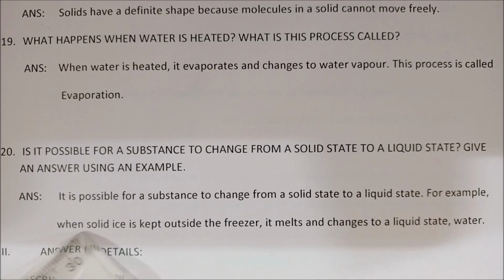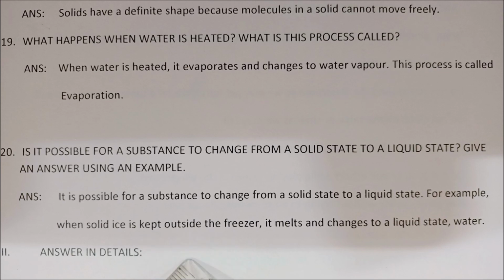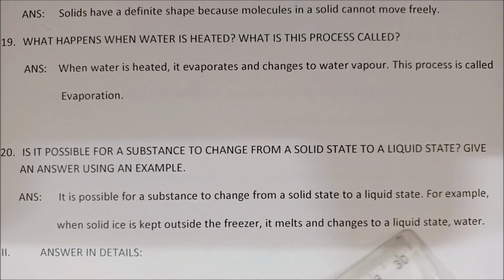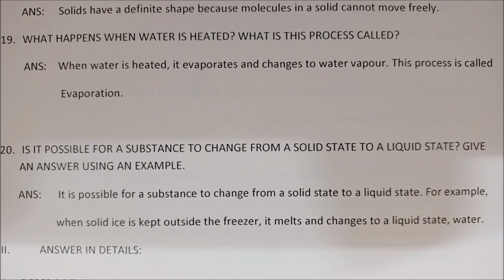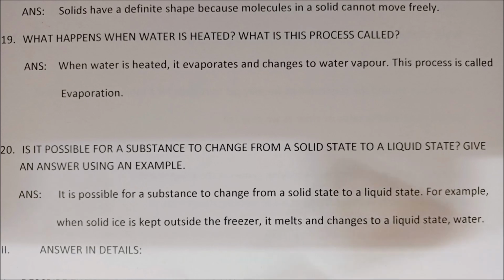For example, when solid ice is kept outside the freezer, it melts and changes into a liquid state, which is water. So, ice is called solid state, but water is liquid state. So, the melting process happens here. A solid changes into liquid.